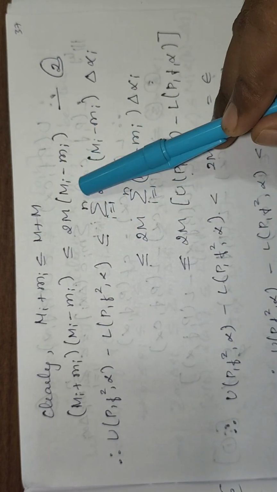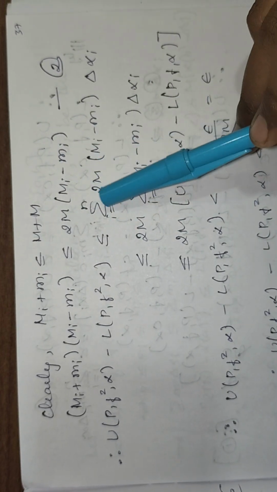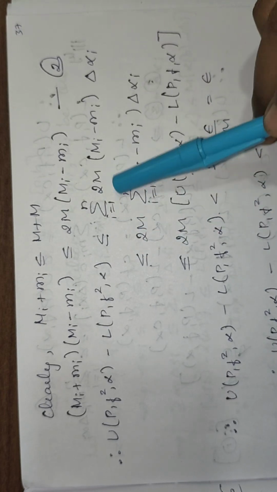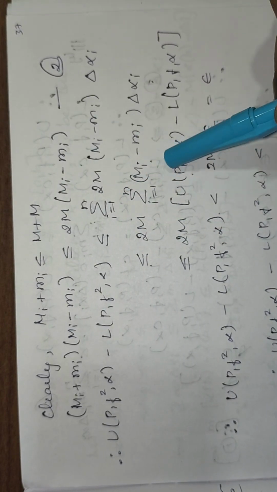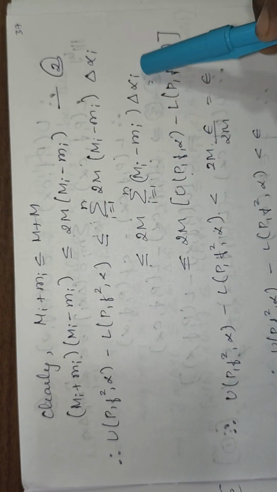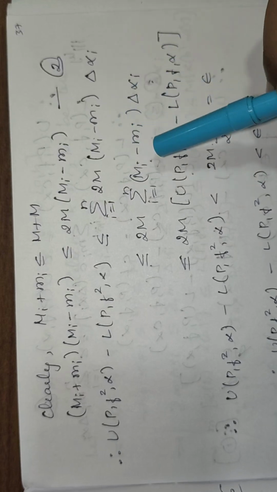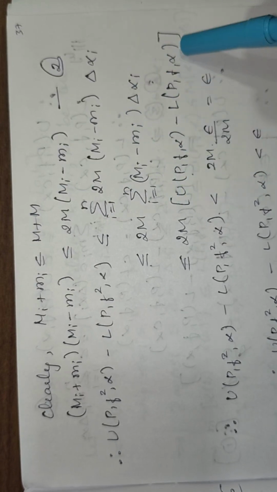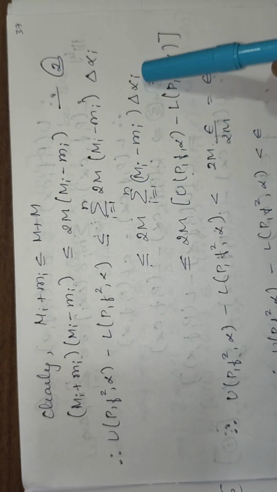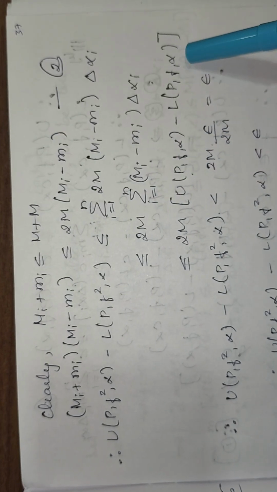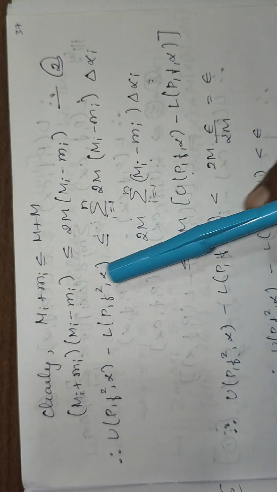Here 2M is constant, so I can take this out of the summation: 2M into summation i equal to 1 to n of (Mi minus mi) into delta alpha i. According to the definition of upper sum and lower sum, I can write this as U(P, f, alpha) minus L(P, f, alpha). So this is now less than or equal to 2M into this.